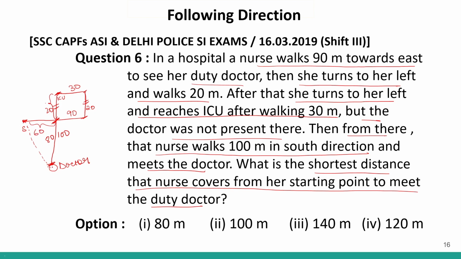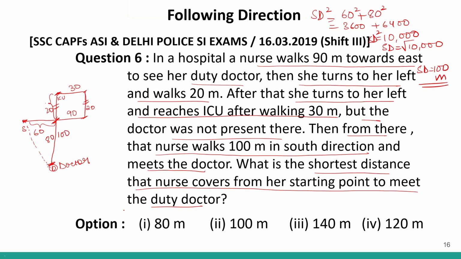So SD, let's mark this as D. According to the Pythagorean theorem, SD square will be equal to 60 square plus 80 square. So this is 3600 plus 6400, which will give me 10,000. So SD square is equal to 10,000. So SD will be the square root of 10,000, which is 100 meters. So our answer will be option number 2, 100 meters.